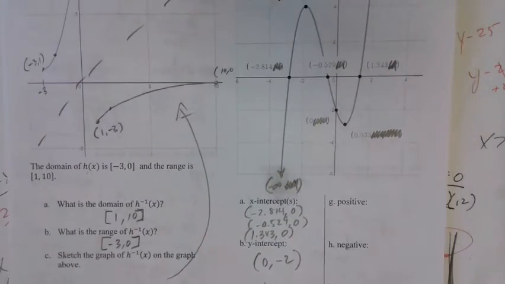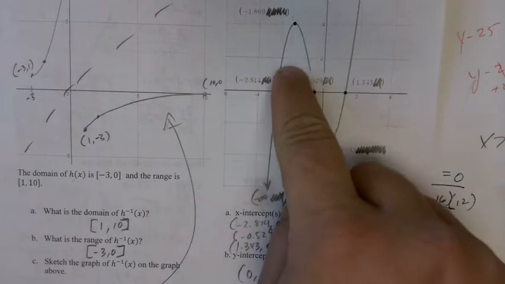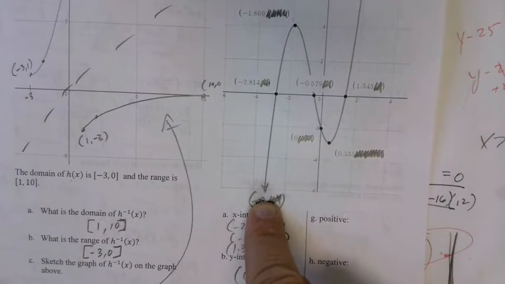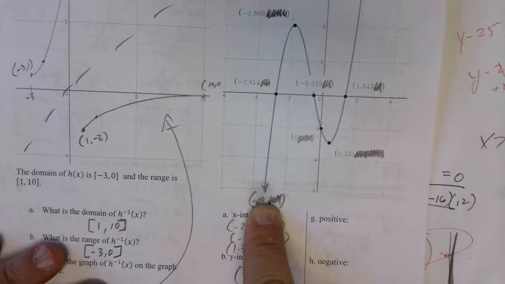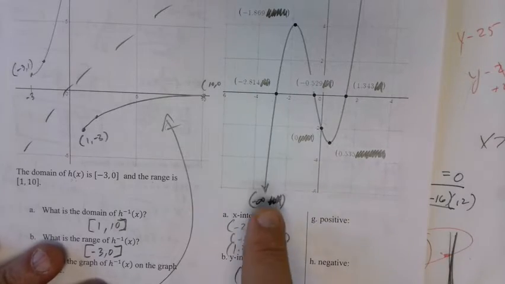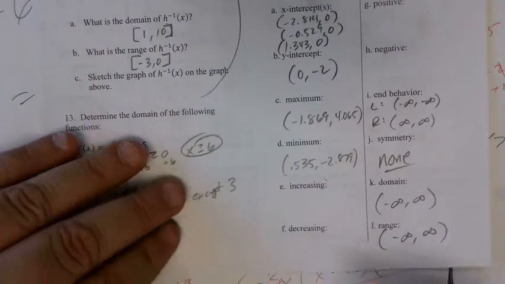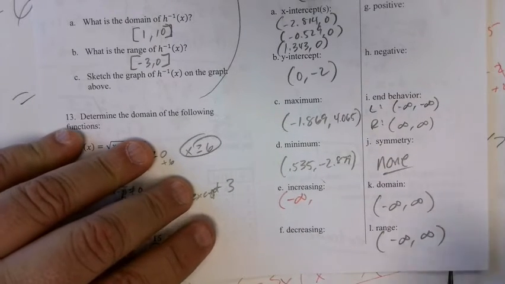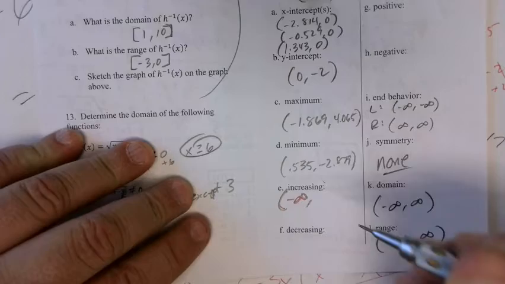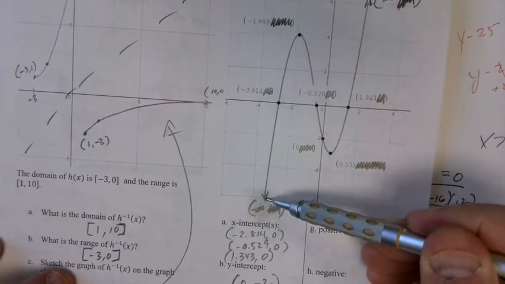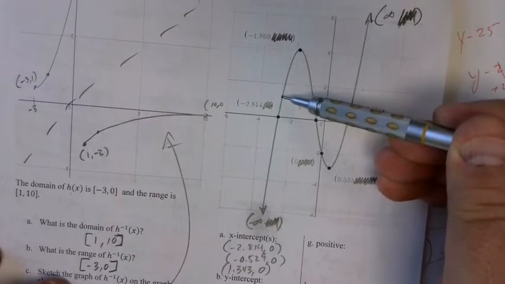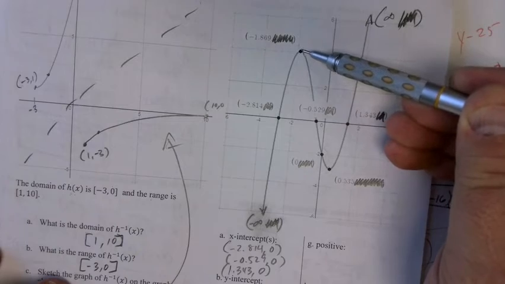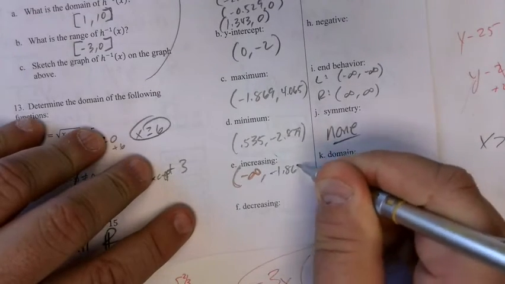Okay, let's look at increasing. Left end. Follow it from left to right, and I start here at negative infinity. If I go here, is it increasing or decreasing? It's increasing because it's going up. So it's increasing from negative infinity until where? Track it with your pencil or your pen until it stops increasing, and it stops right there. Where am I? Negative 1.869. Okay, there's your first increasing interval.